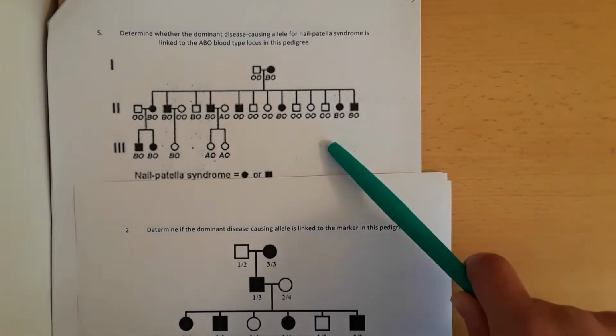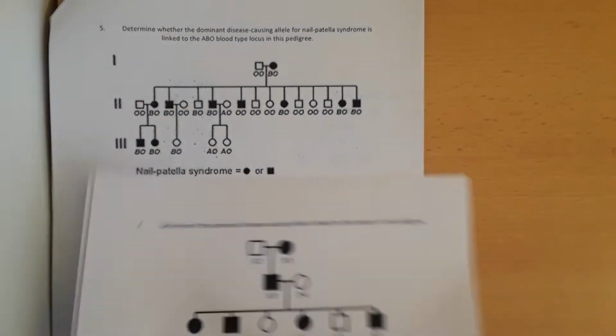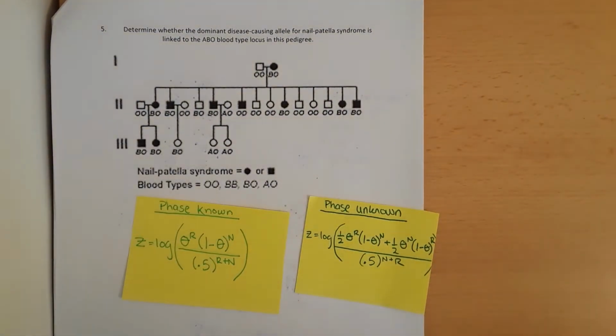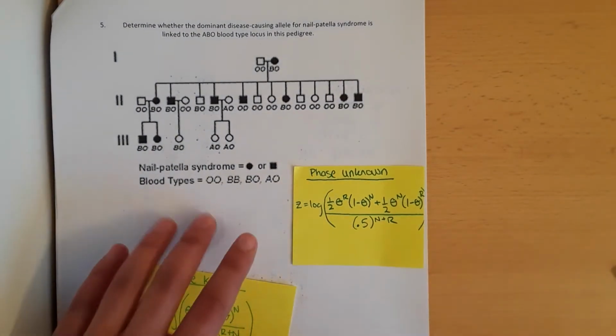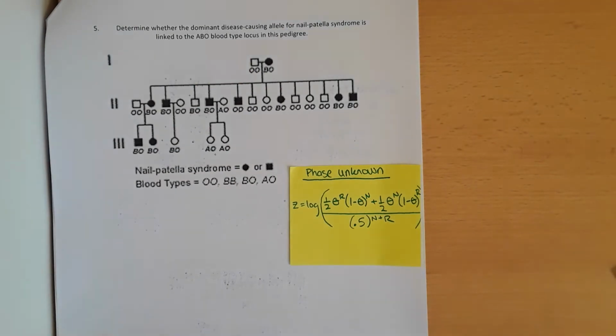So because this isn't the same case here, we would actually rank this as phase unknown. So we would solve it as a phase unknown pedigree. And we know when something is phase unknown, we need to have two hypotheses.